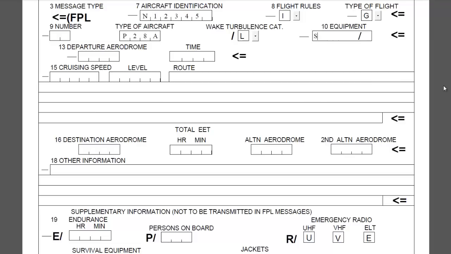So we're just going to put SDG in this box here, and for our equipment capabilities, showing that we have the standard, and we also have DME and GPS. And after the hash mark here, we're going to put C, showing we have a mode C transponder.